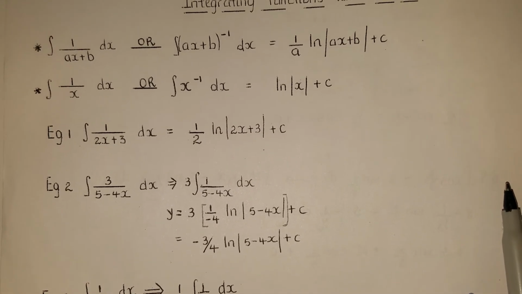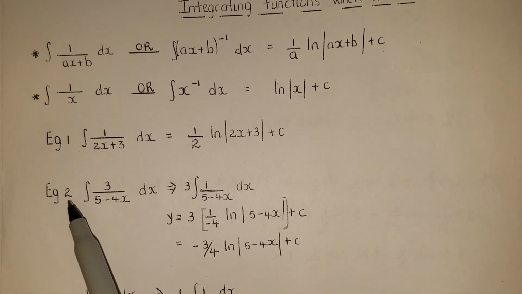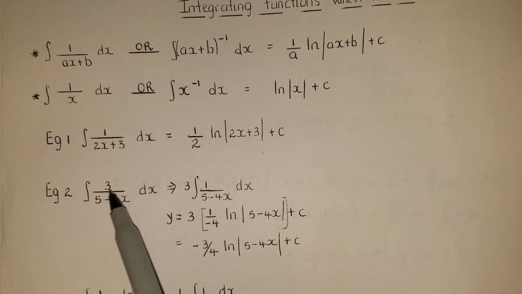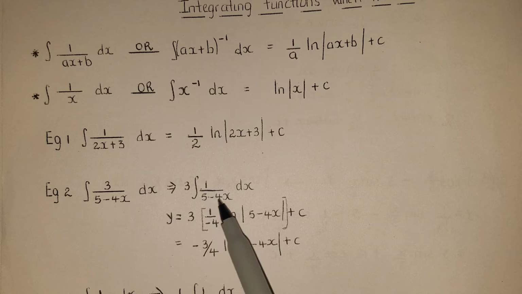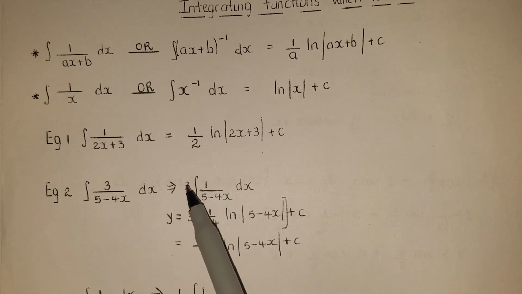In our second example, we have the integral of 3 over 5 minus 4x. Now what I did was take out this 3, I factored out the 3 at the top, and I'm left with 1 over my 5 minus 4x. So now my function is in the form 1 over ax plus b. So all I will do is integrate this portion, and whatever answer I get, I will multiply it by this 3 that we have on the outside.